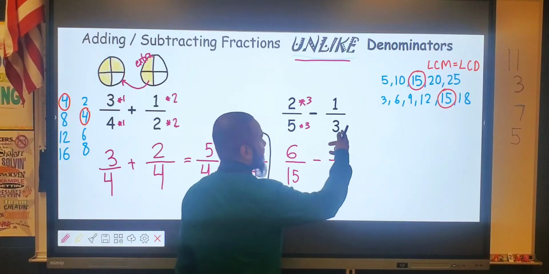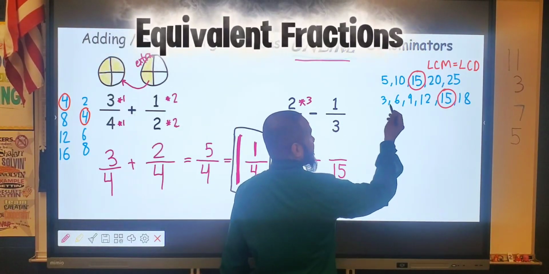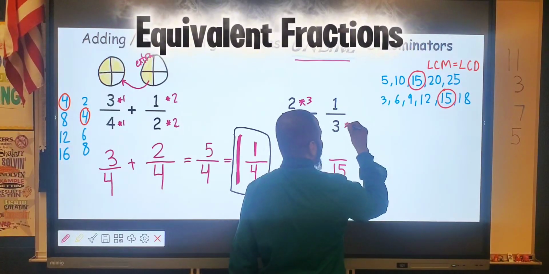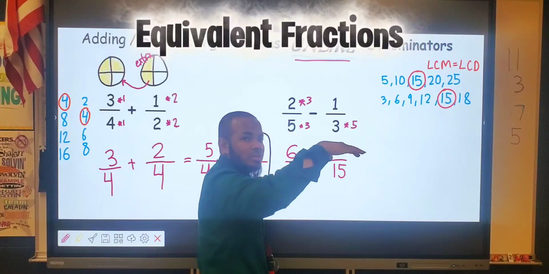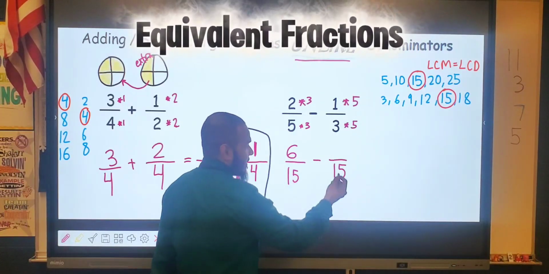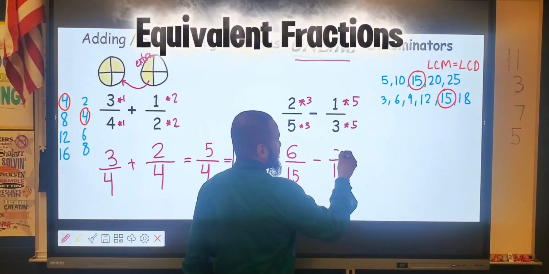And so right here, you ask yourself, how does a 3 turn into a 15? Well, look at your list. 3, 6, 9, 12, 15. 1, 2, 3, 4, 5. So you multiply this by 5. And whatever you do to the bottom, you do to the top. So I'm going to multiply that by 5. 3 times 5 is 15 for my denominator. And for my numerator, 1 times 5 is 5.